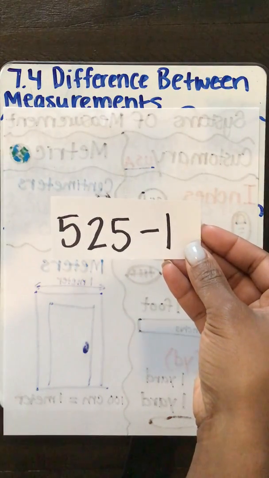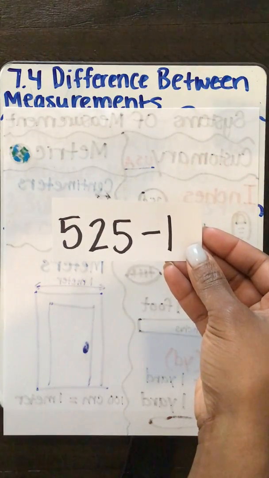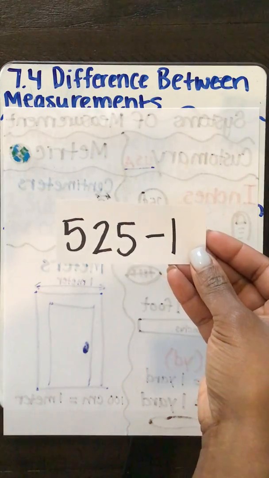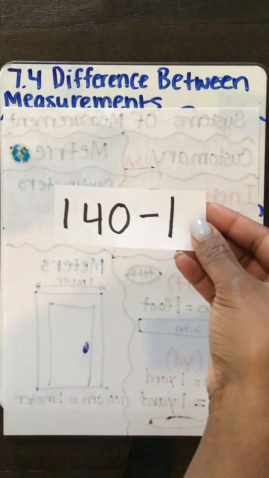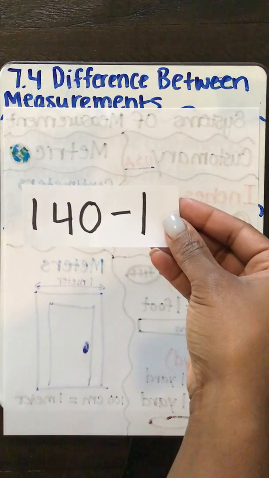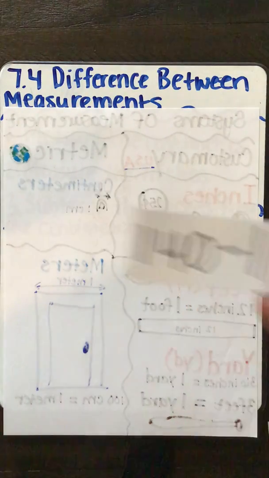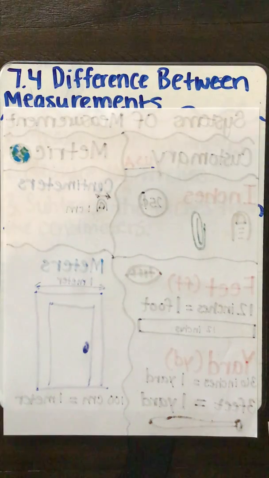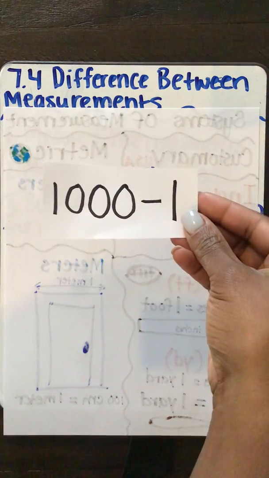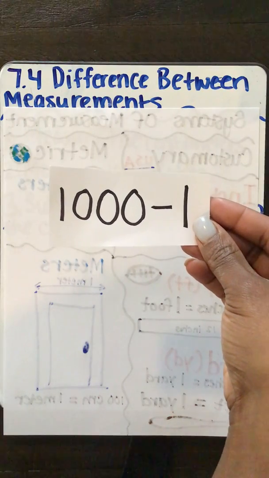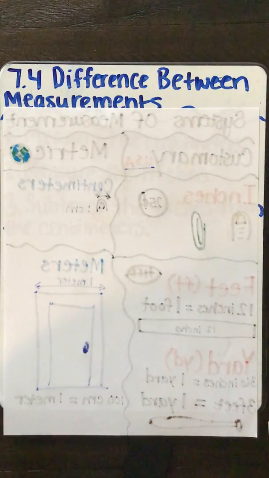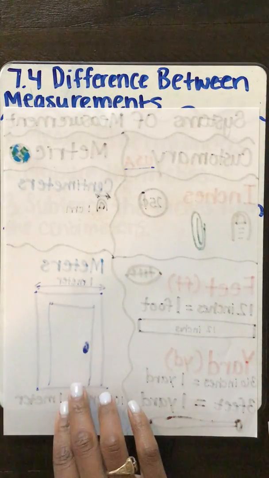525 minus 1. 524, very good. 140 minus 1. 139, very good. Last one. 1,000 minus 1. 999. Very good, friends. Give yourselves 2 claps. 2 more. All right, moving on.